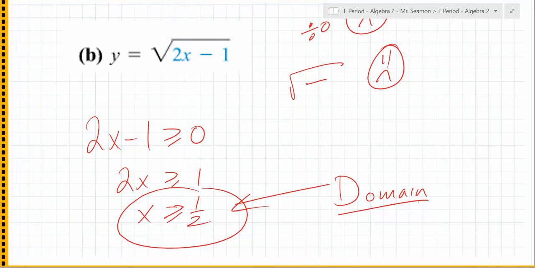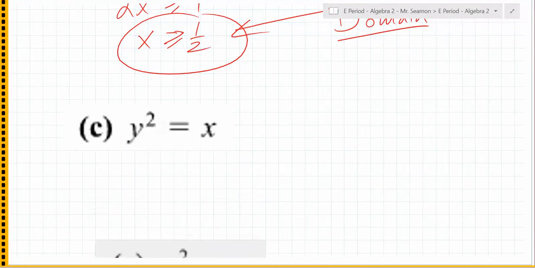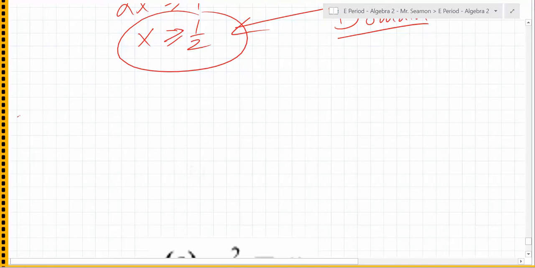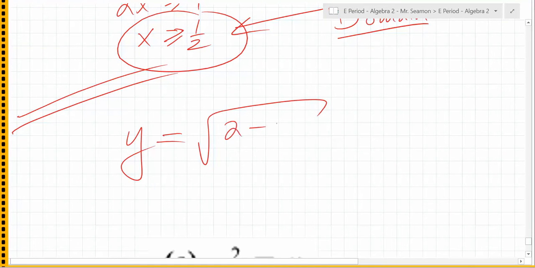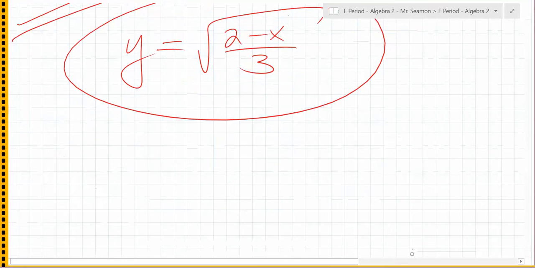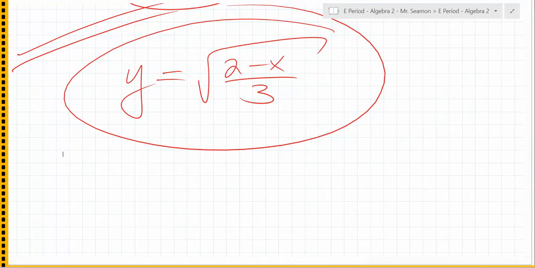So how about you try one? Try a different one: y is equal to the square root of (2 minus x) over 3. Tell me what the domain of that function is. What did you set up? What did you have to start working with? What was the first thing you wrote down? Zoya, yeah?